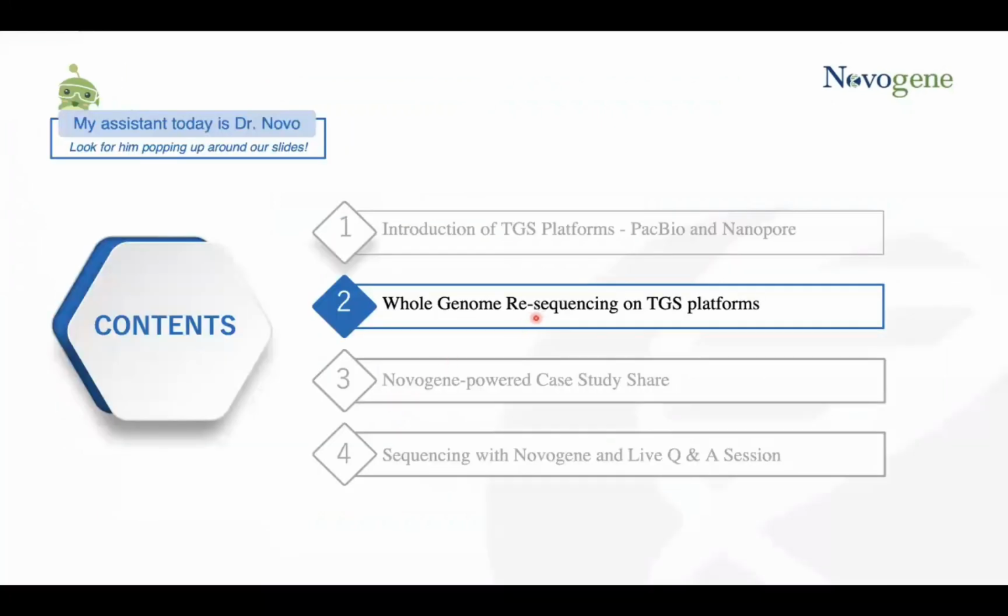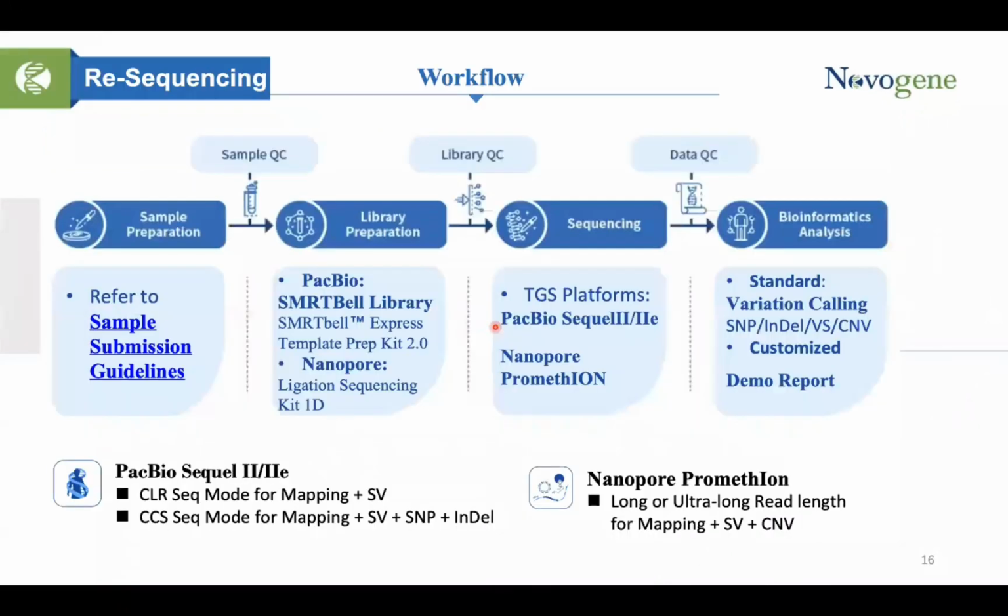All right, come to the next section. I'll share how to start your re-sequencing project on TGS platforms. Innovagene will provide a one-stop re-sequencing solution on TGS platforms, from sample submission to data analysis. Here, the workflow allows you to learn more about how a sample is converted to desirable data step by step.